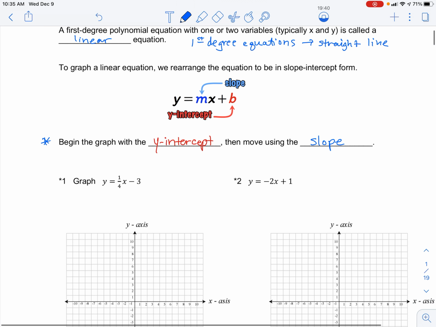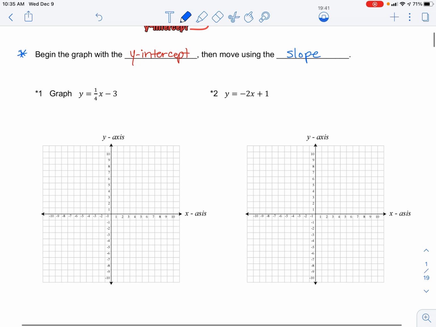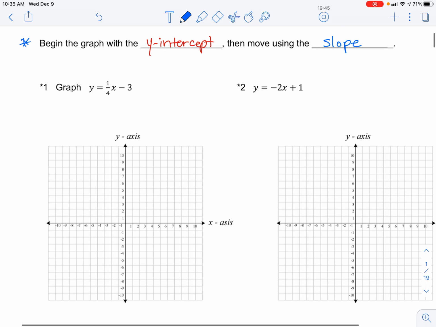So let me go back up here, and let's get these examples on here real quickly. Let's go ahead and graph these, and then you guys can do your practice problems. Okay, so let's look here.